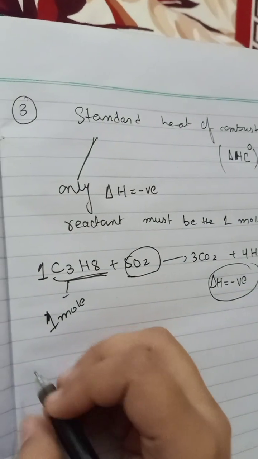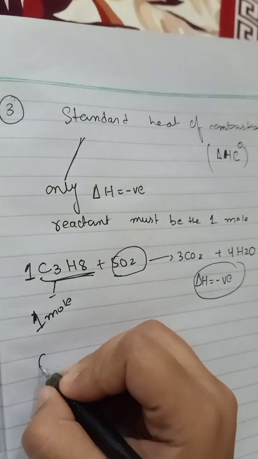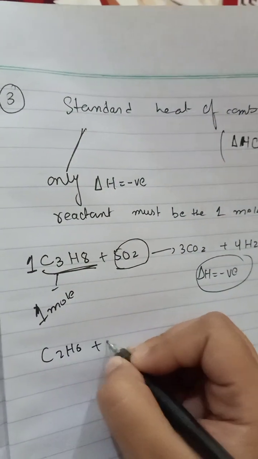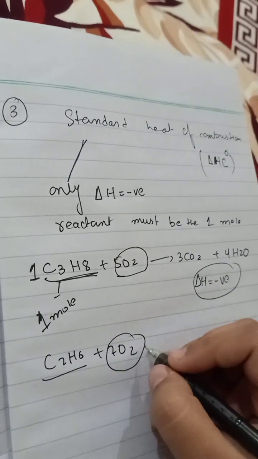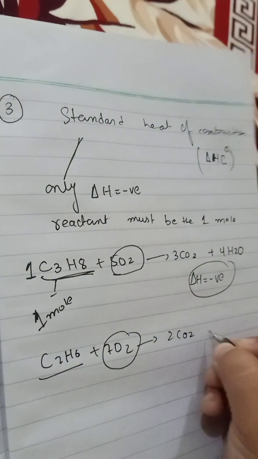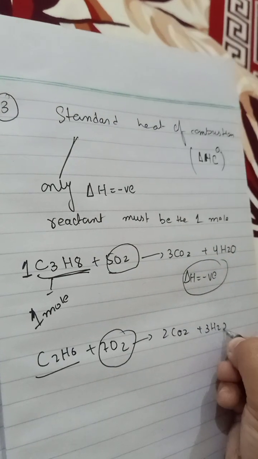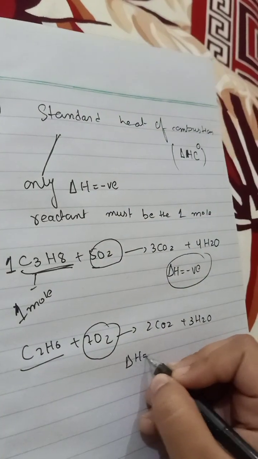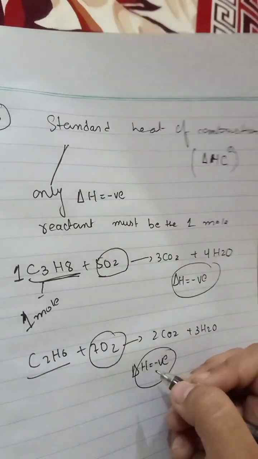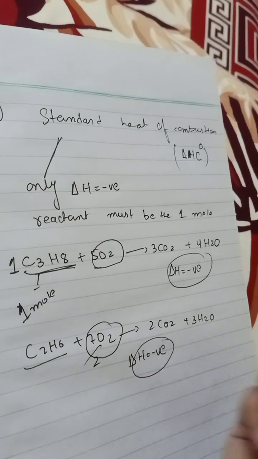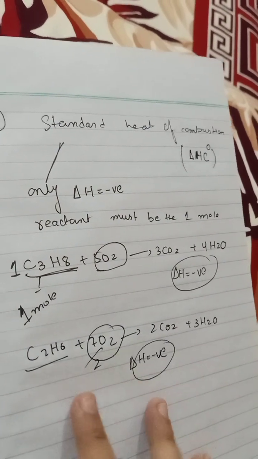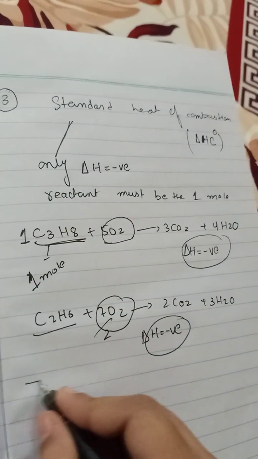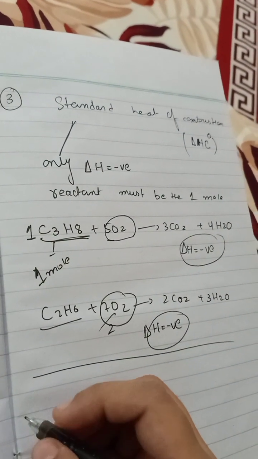Second, you can take the example C2H6 plus 7/2 oxygen, because of the oxygen. This is a combustion reaction with 1 mole of reactant, and the products will be 2 carbon dioxide plus 3 H2O. So this is also an exothermic reaction. Alright, so this was about the standard heat of combustion.